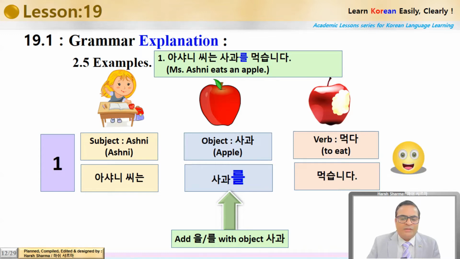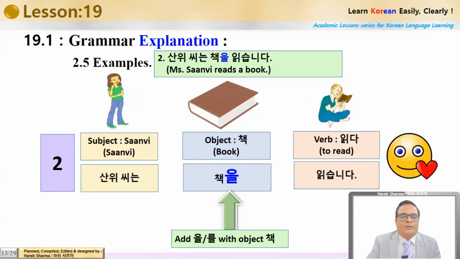Okay, let's check one more example. Number 2, Sanvi shinan chegal iksamnida. Miss Sanvi reads a book. How can we add ul and rul? See this sentence. Sanvi is the subject here. Object is chek. Chek meaning is book. And verb is ikta, to read.